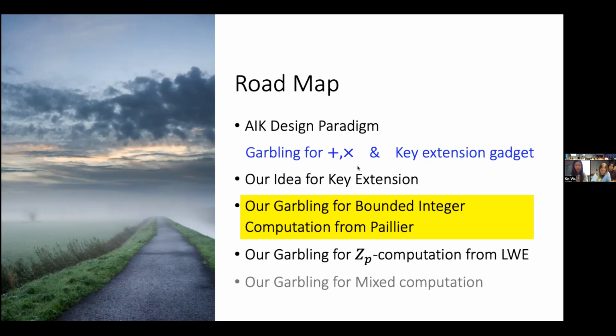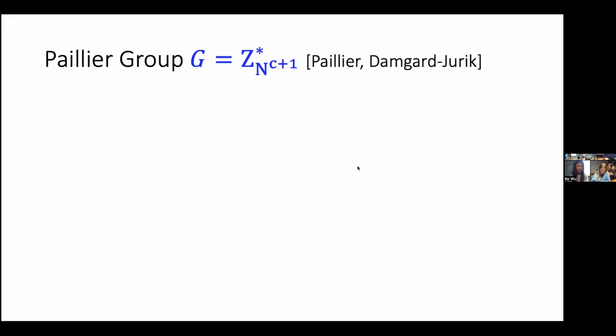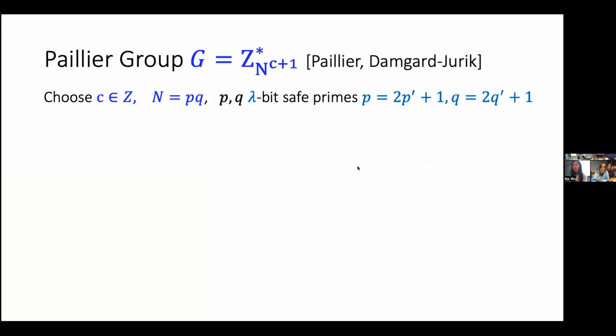So to do that, we first focus on bounded integer computation. To instantiate the linear homomorphic encryption scheme, let's say we use Paillier. Some basics about Paillier is that it works over this group, which is Z modulo n^(c+1), star. So you choose a constant c and you choose n, which is P times Q, where P and Q are safe primes. Now this group has an order, which, trust me, is that number. In particular, observe that this order is hard to compute given n, because you need to factor n in order to get P prime and Q prime.